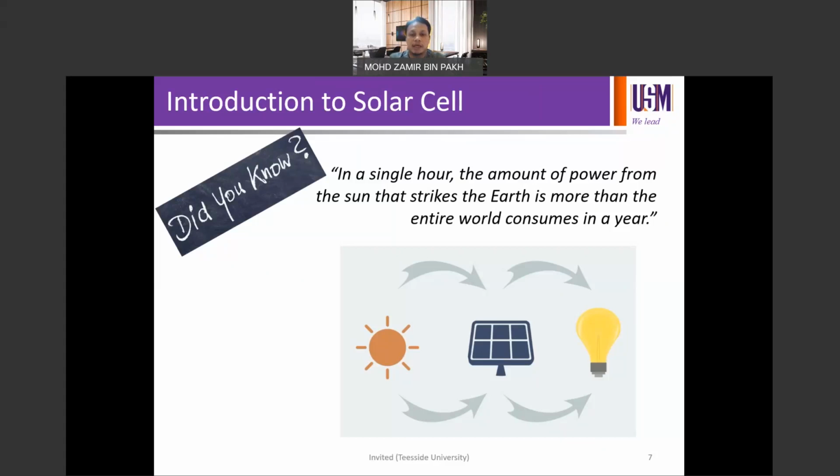So the potential from the sun, the potential from solar power, is huge, is immense. It's a matter of optimizing the right technologies and deploying the right technologies in order to harvest the solar power.